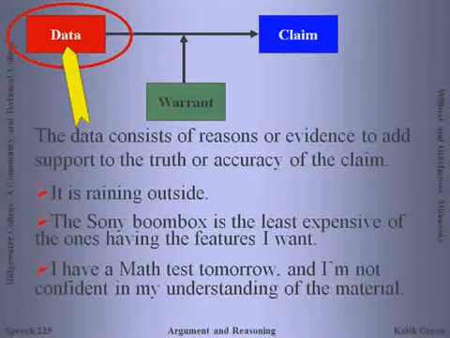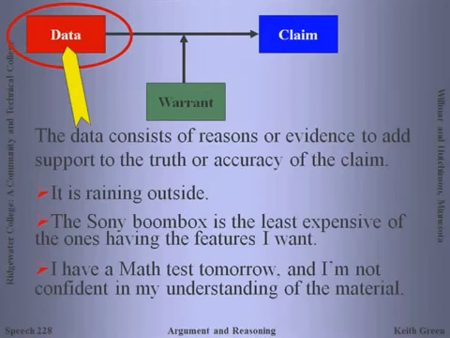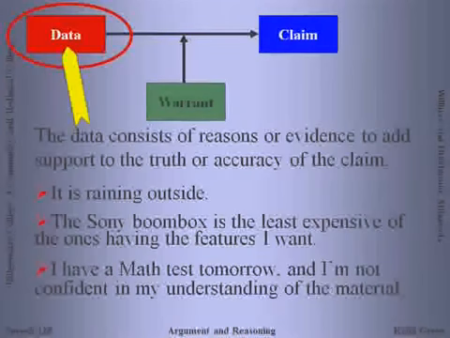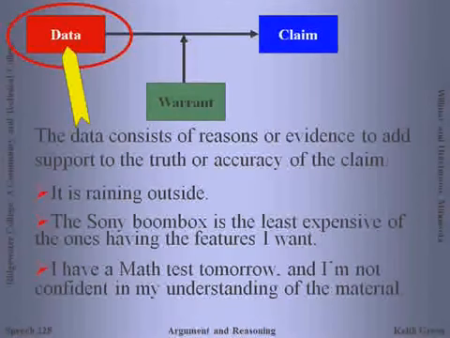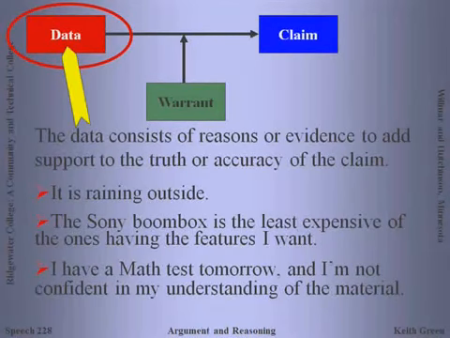So the first one, it was some evidence: I saw it raining outside. The second one, the evidence was that the boombox is the least expensive and it has the features I want. So in that case, I had two data points, you might say. The third one is kind of more of a reasoning: given that I have a math test and I'm not confident in my understanding of the material.